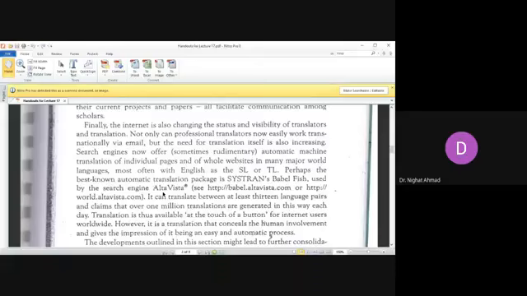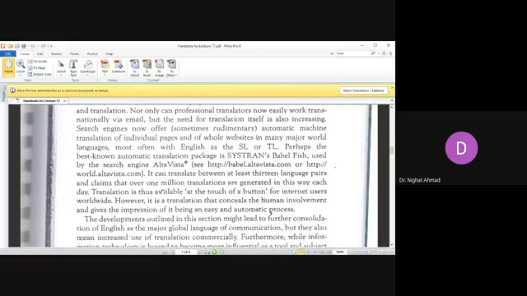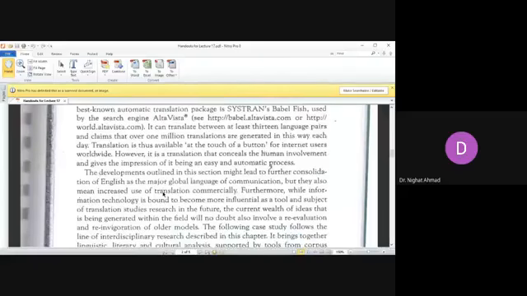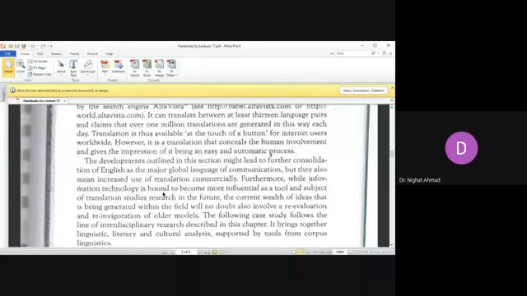However, it is a translation that conceals the human involvement and gives the impression of being an easy and automatic process. Mostly people think this type of process conceals the human involvement in it, and it almost gives the impression of being an easy and automatic process the way it is being done. The developments outlined in the section might lead to further consolidation of English as the major global language.